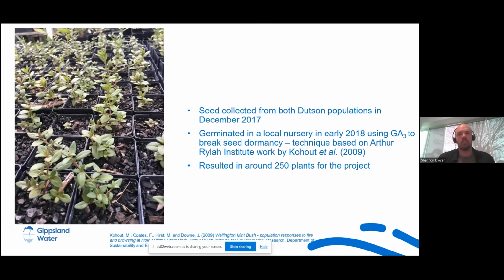And we germinated the seed using a local nursery and relied on a method that was developed by the Arthur Rylah Institute a few years back. They did a bunch of trials using smoke, heat treatment, and gibberellic acid treatment. And it turns out, as seems to be the case in a lot of things, gibberellic acid did the trick best. So we decided to rely on that rather than fiddling around with smoke treatment. So we ended up getting about 250 plants using that method, and we were able to grow those on for translocation.